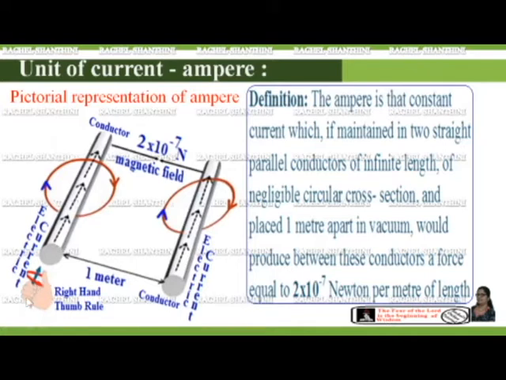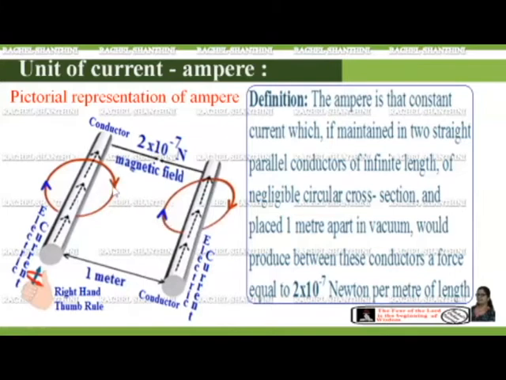Look at the right hand thumb rule. The direction of the thumb indicates the direction of flow of electric current in this conductor. Look at the direction of the other fingers. This direction of the other fingers represents the direction of the magnetic field when the electric current passes through the conductors. Look at the magnetic field over here. It is pointing downwards. This side it is pointing upwards.